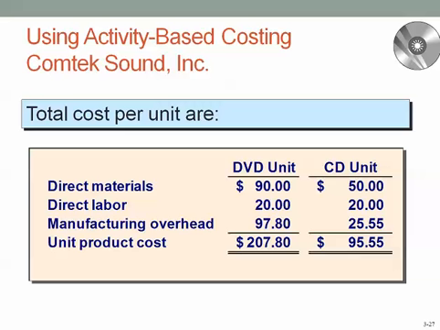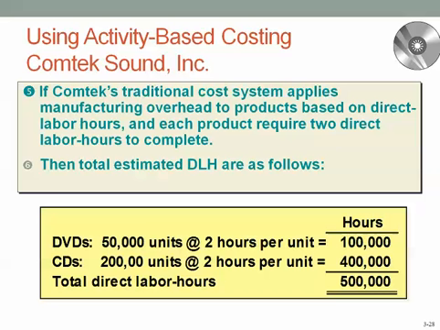plant-wide predetermined overhead rate. If Comtek's traditional cost system applies manufacturing overhead to products based on direct labor hours, and each product requires 2 direct labor hours to complete, then our total estimated direct labor hours will be as follows. We are going to produce 50,000 DVD units at 2 hours per unit for 100,000 hours, 200,000 CD units at 2 hours per unit for 400,000 hours. So our total estimated direct labor hours, or activity level, is 500,000 hours.